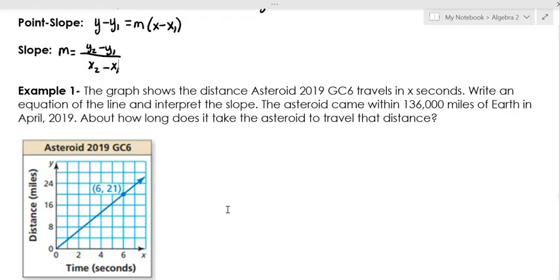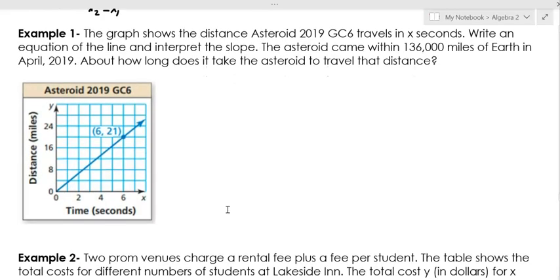All right, example 1 says, the graph shows the distance asteroid 2019 GC6 travels in x seconds. Write an equation of the line and interpret the slope. Okay, so an equation of the line, we can see that it goes through the point 6, 21, and it also appears to go through 0, 0. This point right here is where it begins.